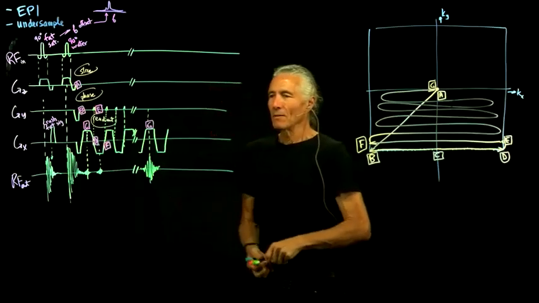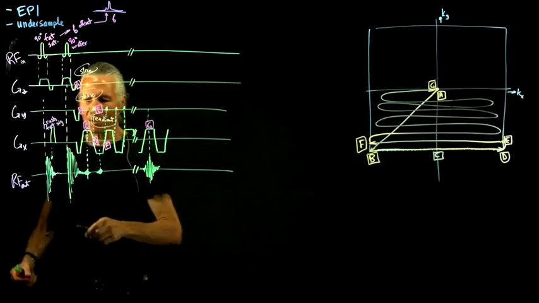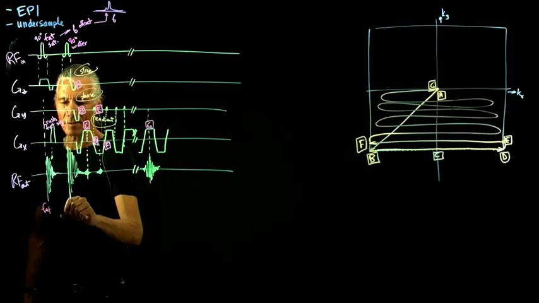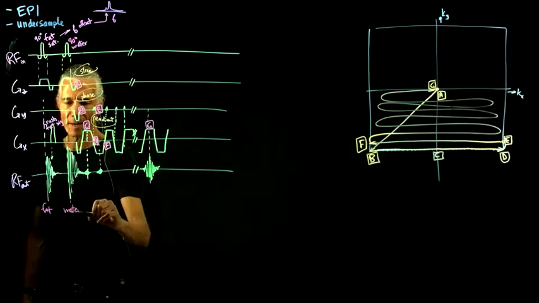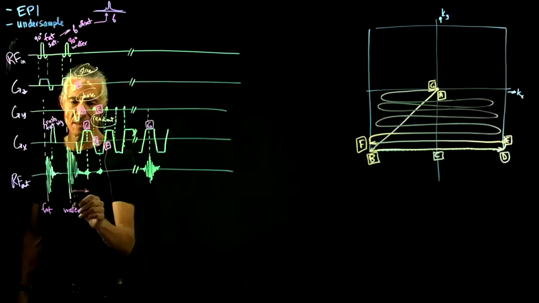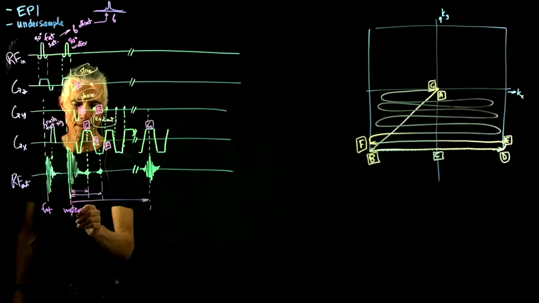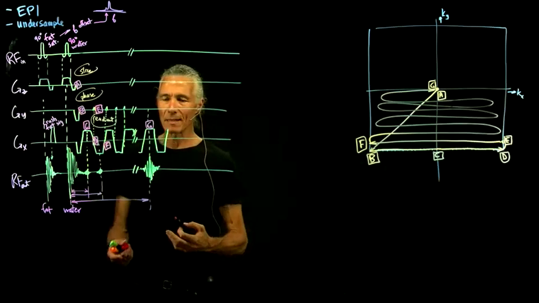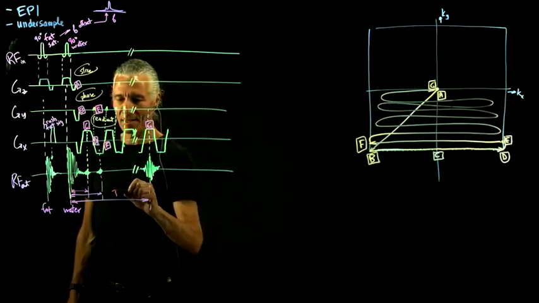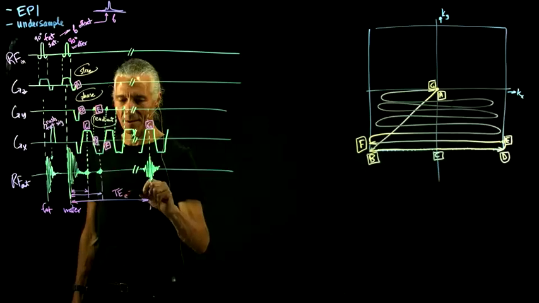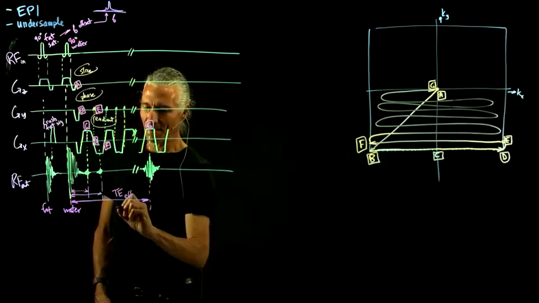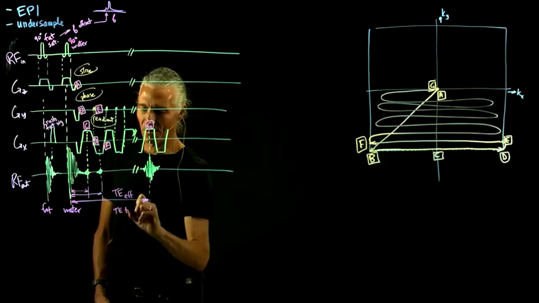One of the things you notice is there's a whole bunch of TEs here. This was the fat one, and this was the water one. The fat one we can ignore, but that's a TE, and that's a TE. They're all different. And then this is a TE, and this is the TE that you set on the scanner console. This is the effective TE, because that's the TE to go through the center of K-space.